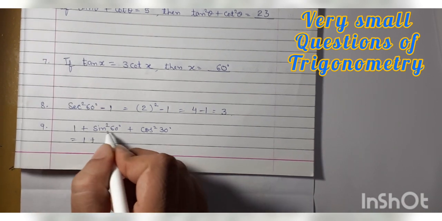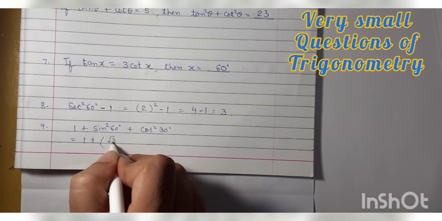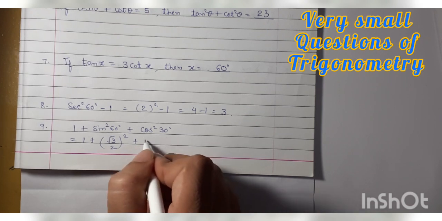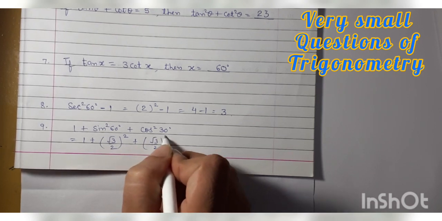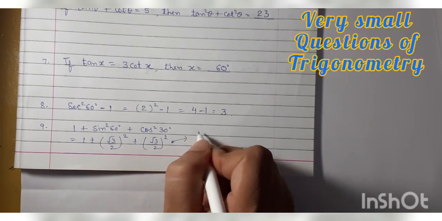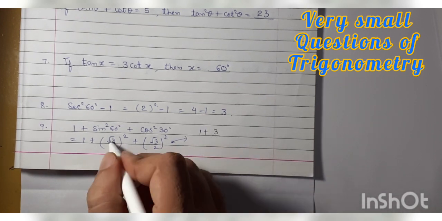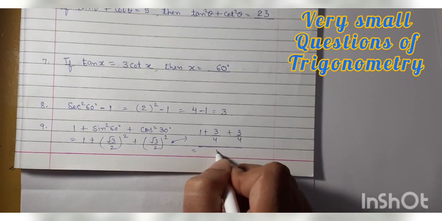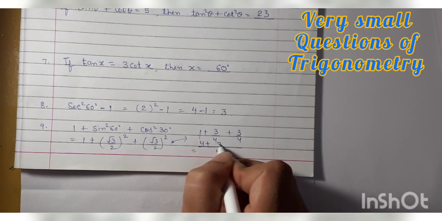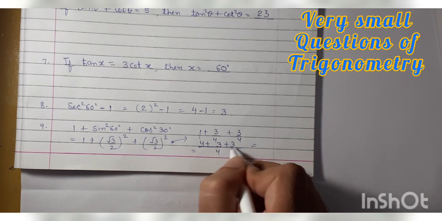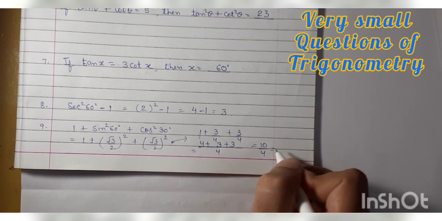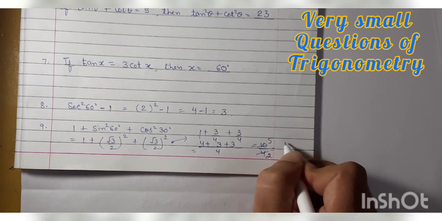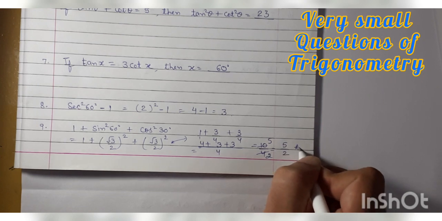One more question. 1 plus sin 60 value is what? It is root 3 upon 2 and here is square. Okay, cos 30 degree, again it is root 3 upon 2 square. Then what will be? 1 plus root 3 square is 3, 2 square is 4, 3 upon 4. And take LCM. 4 plus 3 plus 3. 4 plus 3 is 7, 7 plus 3 is 10, 10 upon 4. After simplification, 2 2s are 4, 2 5s are 10. 5 upon 2 is your answer.